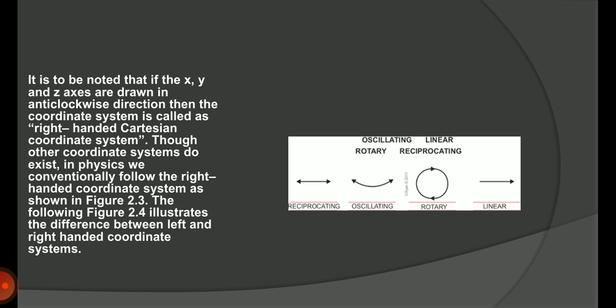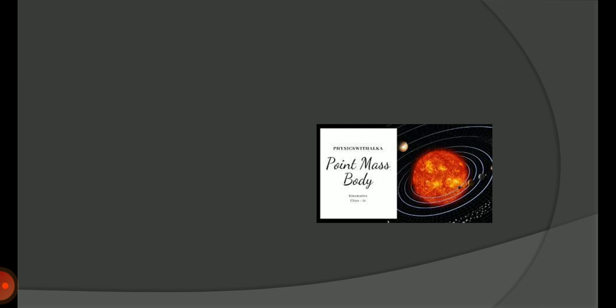It is noted that if the x, y and z axes are drawn in anti-clockwise direction, then the coordinate system is called a right-handed coordinate system. Though other coordinate systems do exist in physics, we conveniently follow the right-handed coordinate system as shown in figure 2.3. The following figure 2.4 illustrates the difference between the left and the right-handed coordinate systems.